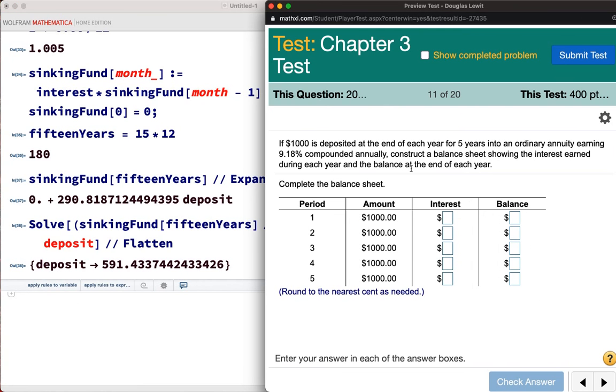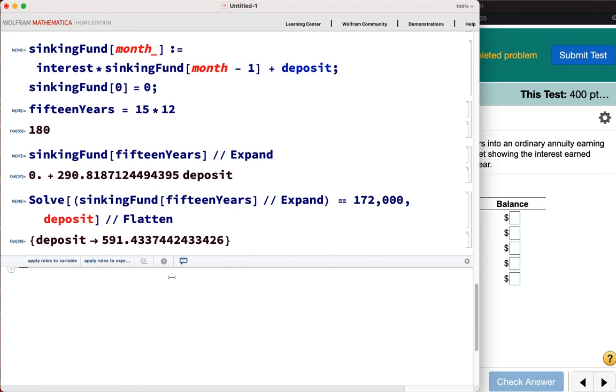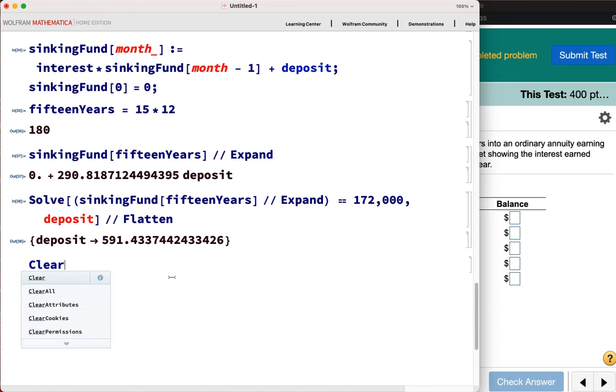So if $1,000 is deposited at the end of each year for 5 years into an ordinary annuity earning 9.18% compounded annually, construct a balance sheet showing the interest earned during each year and the balance at the end of each year. Okay, so let's clear what we have.